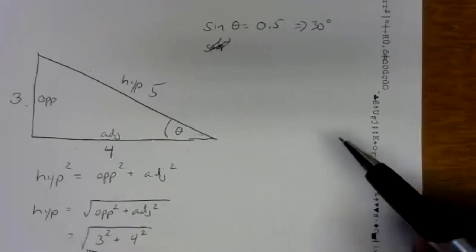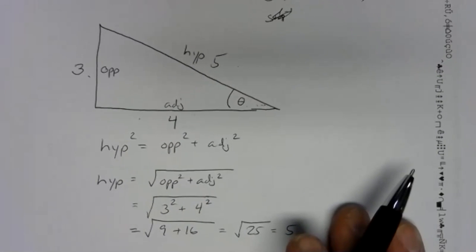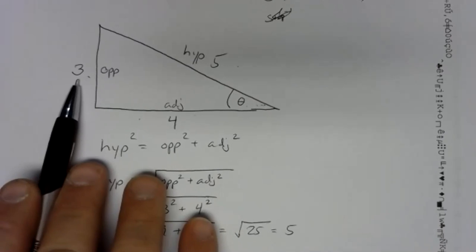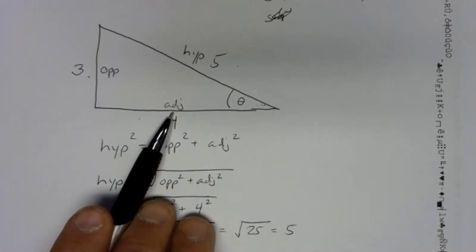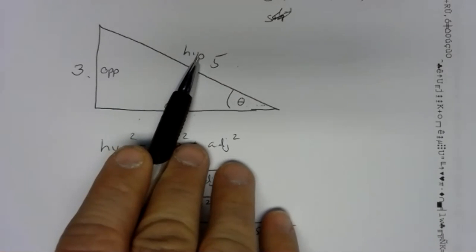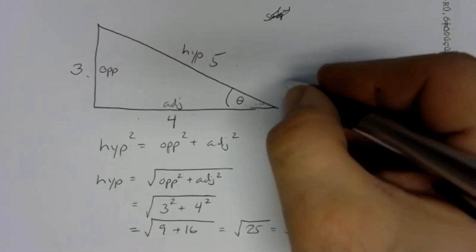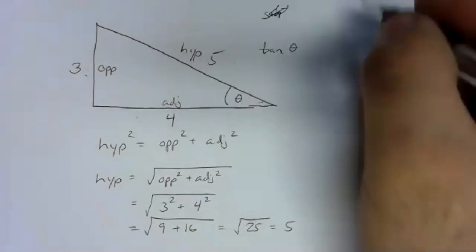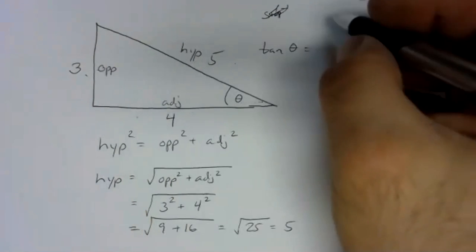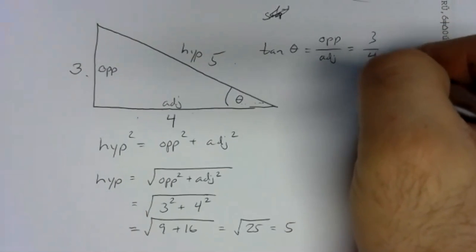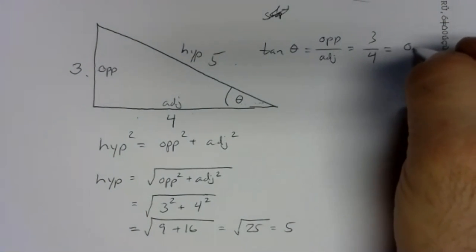We could use any of those at this point, but the one that I'm going to encourage you to use the most is tangent, because we were given the 3 and the 4. We were given the opposite and the adjacent sides. So we should use a trig function that only involves the opposite and the adjacent sides. Sine and cosine both involve the hypotenuse. So I'm going to use the tangent. Tangent of some angle, my unknown angle, is opposite over adjacent, is 3/4, or 0.75.